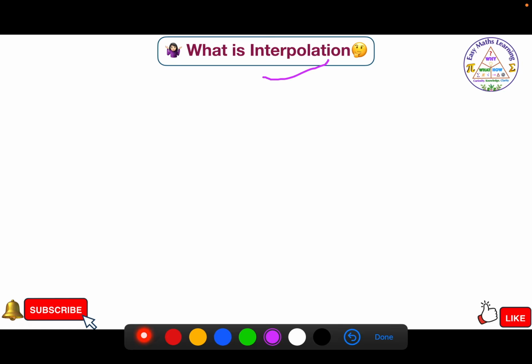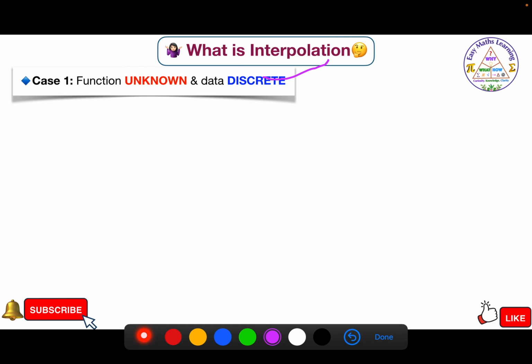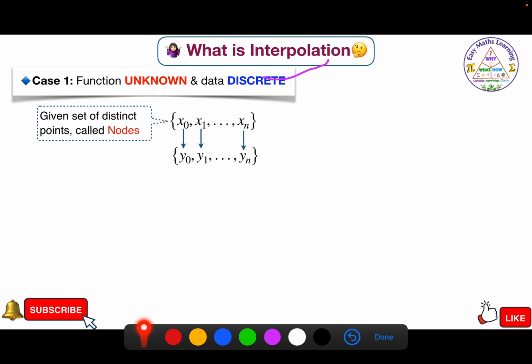Now, what is interpolation? In case 1, when function is unknown and data is discrete, suppose we are given n plus 1 distinct points called nodes and corresponding values y0, y1 to yn. These values may be obtained from experiments or measurements or observations. We don't know the actual function that generates these data values of y for different values of nodes.